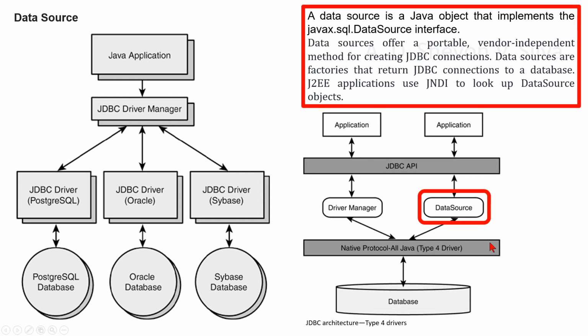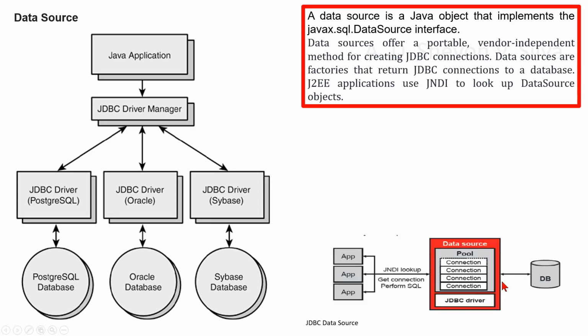In type 4 drivers, you can see data source here. Data source interacts with the JDBC API and native protocol all Java type 4 driver. Here you can see JDBC data source.